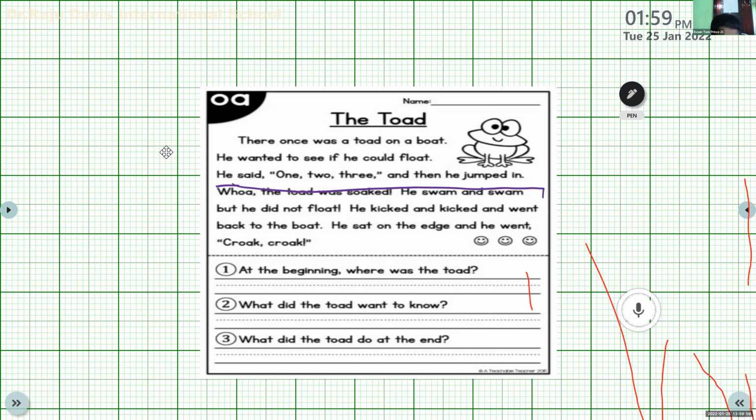The toad. There once was a toad on a boat. He wanted to see if he could float. He said one, two, three, and then he jumped in. Good. Adityan.